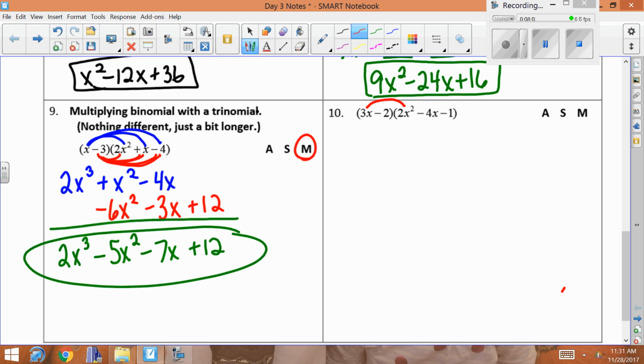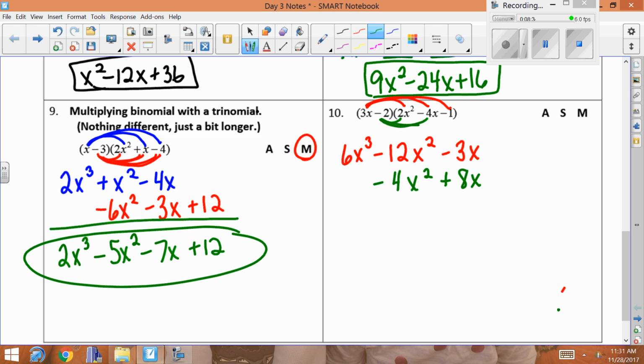We're going to distribute the 3x to everything. So 3x times 2x squared gives you 6x cubed. 3x times the minus 4x, we get a minus 12x squared. Remember, the x times x gives you x squared. And then 3x times the negative 1, we get a minus 3x. Now we're going to distribute the negative 2. Right here we get a negative 4x squared. When we distribute the negative 2 here, be careful, the negative and negative make it a positive 8x. Negative 2 times the negative 1 then gives us a positive 2.